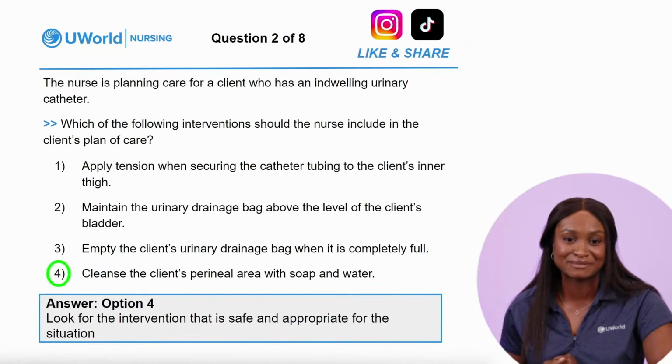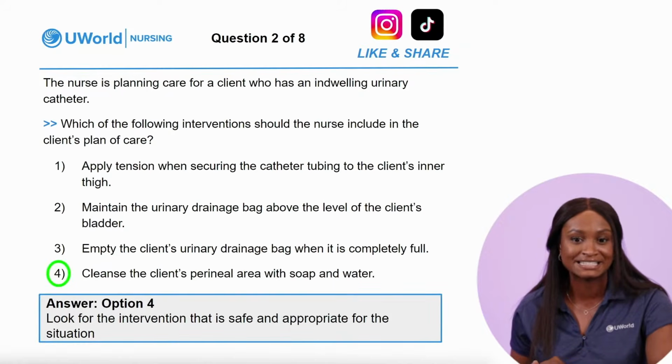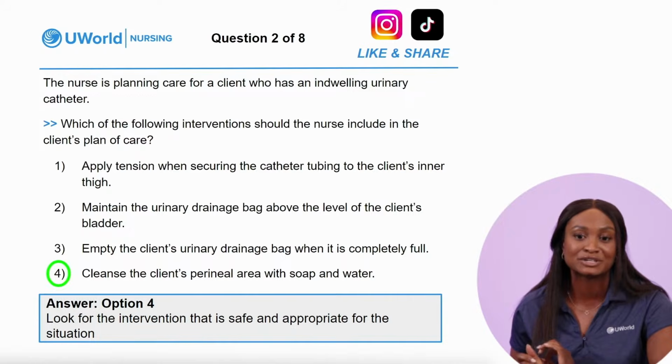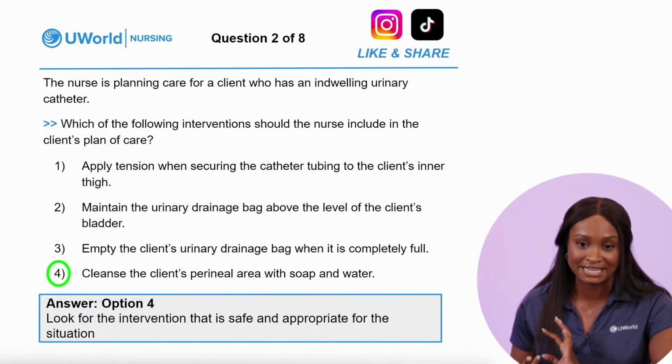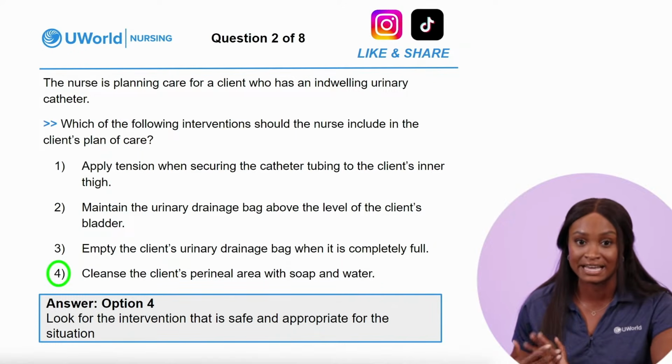Correct answer for this one is option 4. Cleanse the client's perineal area with soap and water. We're looking for the intervention that is correct and that is safe and appropriate, and that is option 4 in this case. Option 1, we never want to apply tension to the tubing.